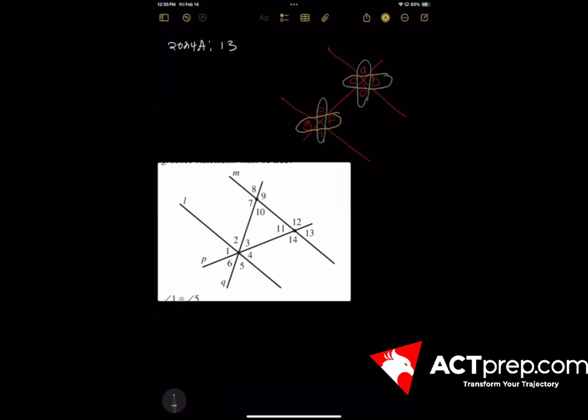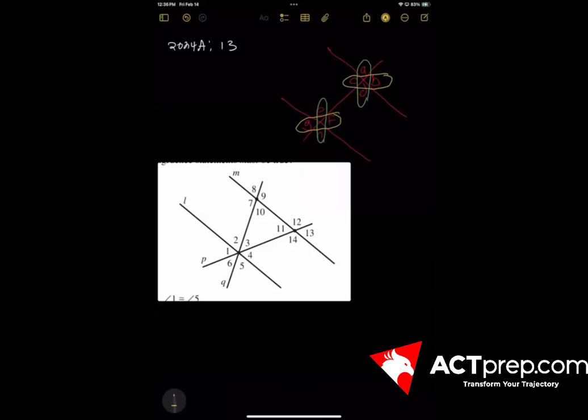And they are also identical to C and B. So C, B, G, and F are all exactly the same degree. A, D, E, and H are all exactly the same degree. So we're going to use that logic to solve our problem here.